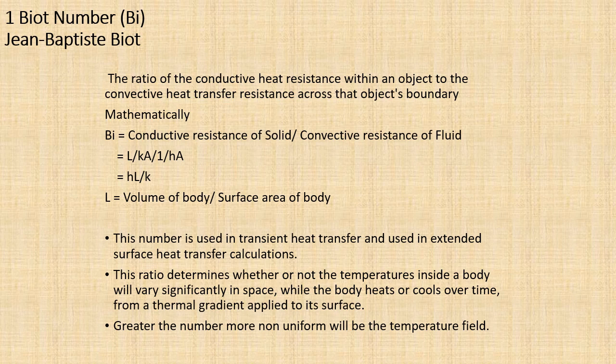Biot number defines whether or not the temperature inside a body will vary significantly in space while the body heats or cools over time from a thermal gradient applied to its surface. So it tells us about the temperature of a body when there is a heat transfer in that body. So greater the Biot number, more non-uniform will be the temperature field.